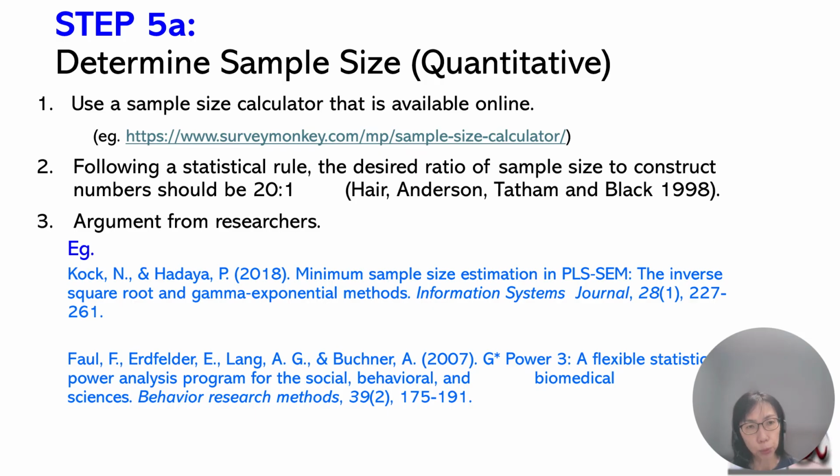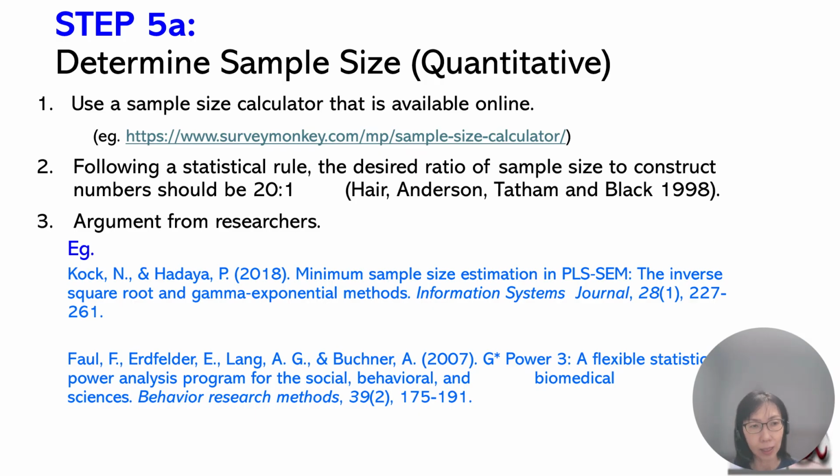So one of the approaches we can use here is you can go online and search for a sample size calculator. When you click into all these sample size calculators available online, you have to configure the parameters that you are looking at, based on the objective of your research and the nature of your study. Another approach that we can use will be following a statistical rule, that is the desired ratio of sample size to the construct number of items. So it should be a 20:1 ratio. This is according to Hair and colleagues in 1998.